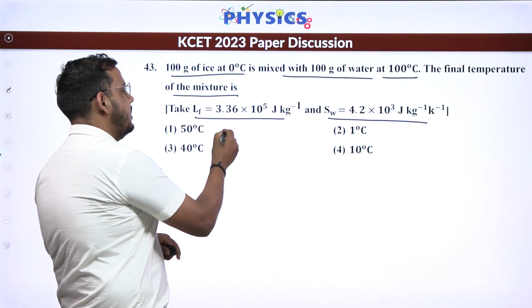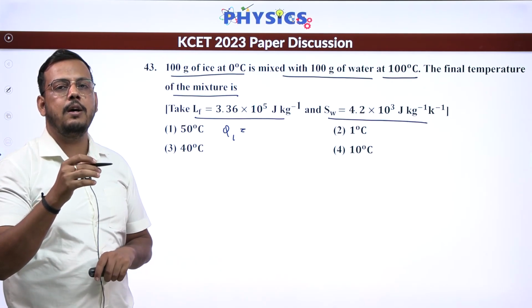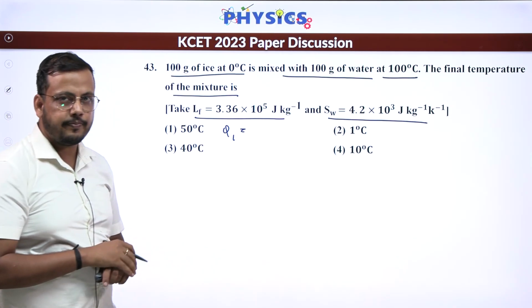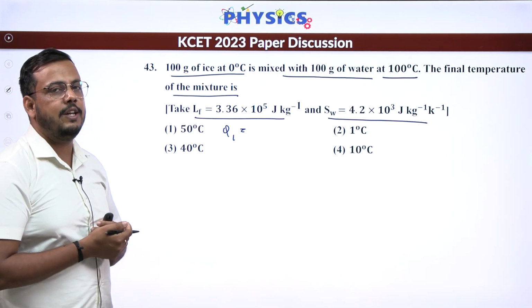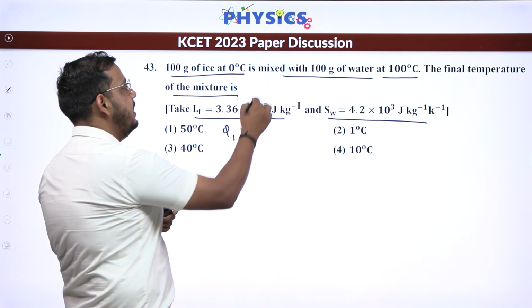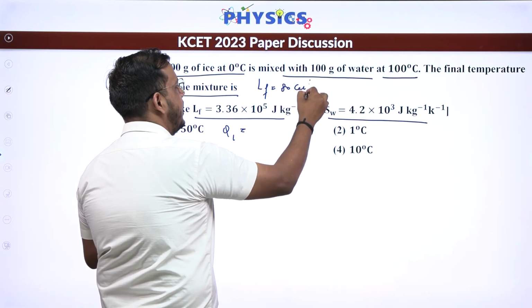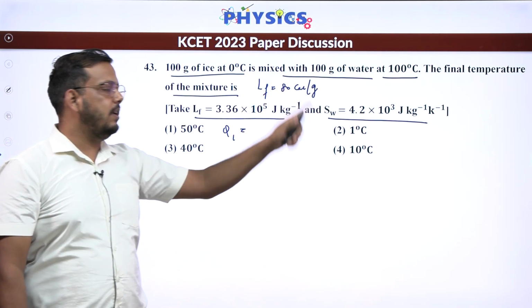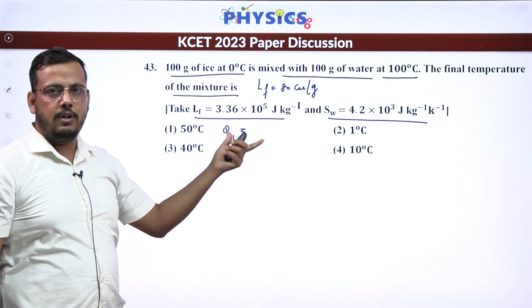So Q1 is the heat required to melt the ice completely. That will be mass into latent heat of fusion. If I write the latent heat of fusion in calories, because we can work in calories, it is 80 calorie per gram. Since the masses are given in gram, we can use these units instead. There is no issue in that.